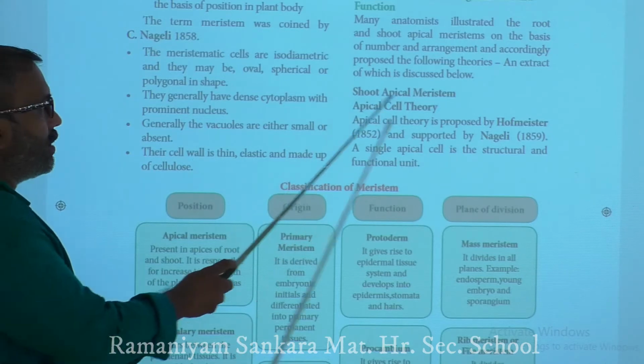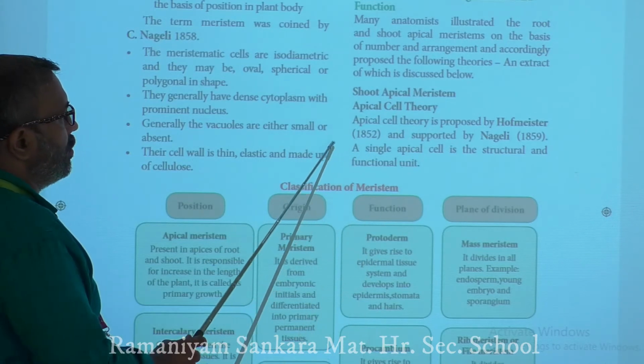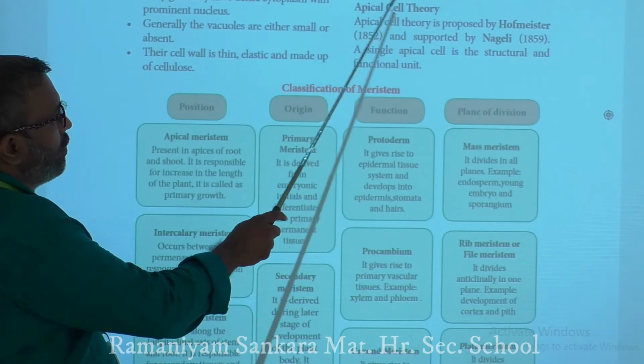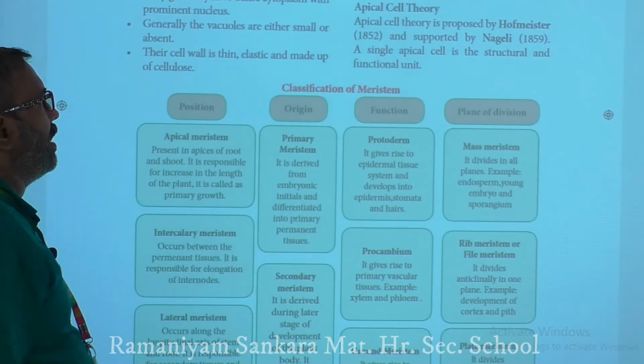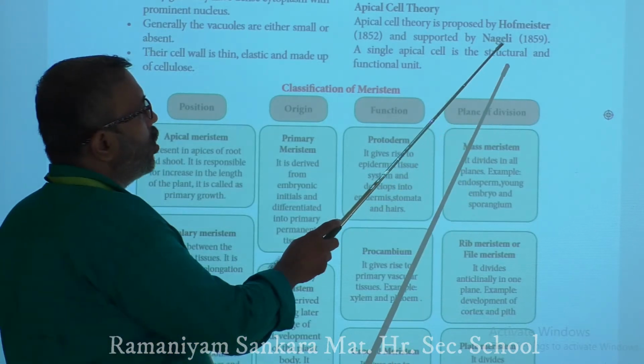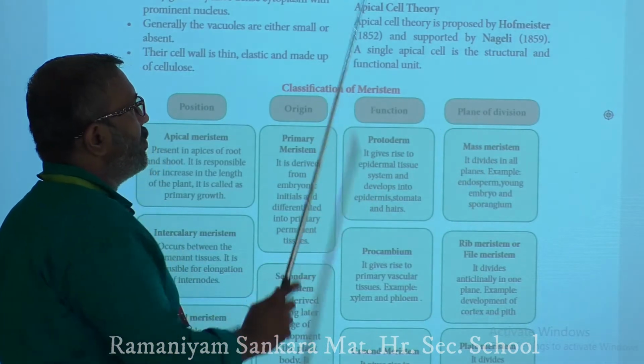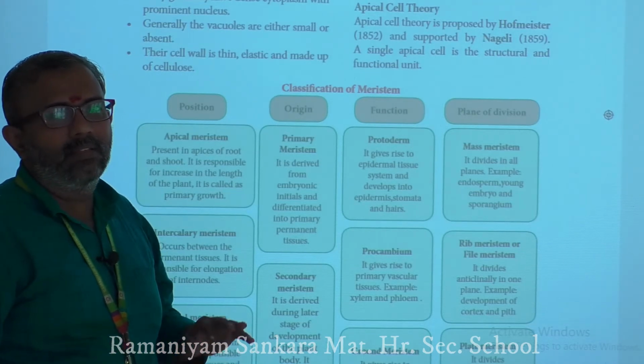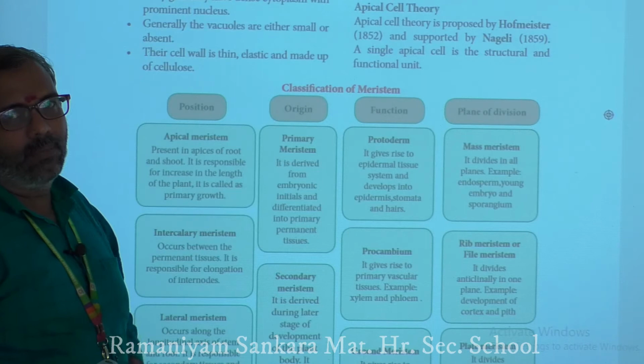First, shoot apical meristems. The first is the apical cell theory. The apical cell theory was proposed by Hofmeister in 1850. This question is very important. They will ask three more questions. All these questions are very important in this chapter.